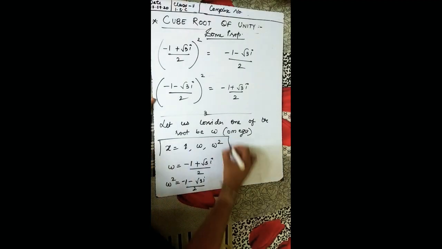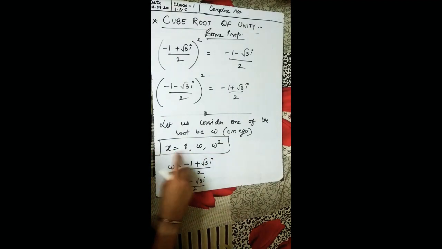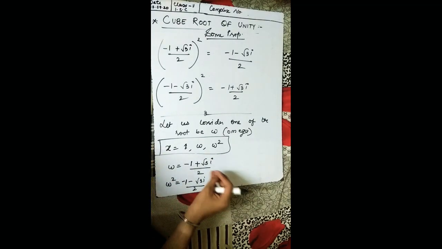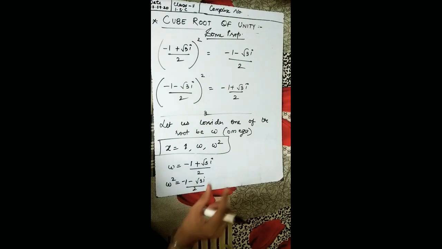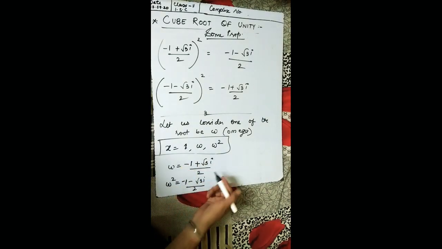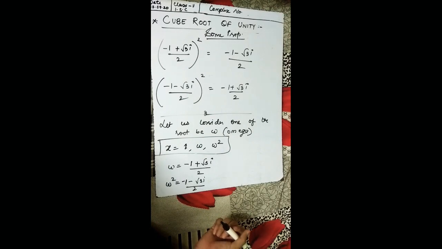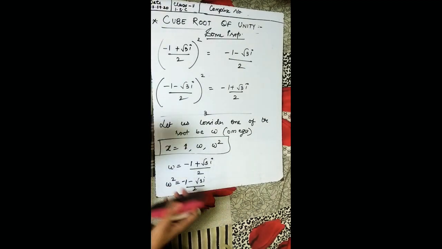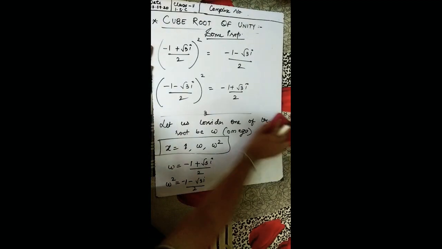So can we say the three roots of x are 1, omega and omega square? Remember, in all of the books, wherever you go, whatever you study, the value of omega will be fixed, that is minus 1 plus root 3 i upon 2. We consider this only. And omega square is this one. Now, what all properties we will see now.